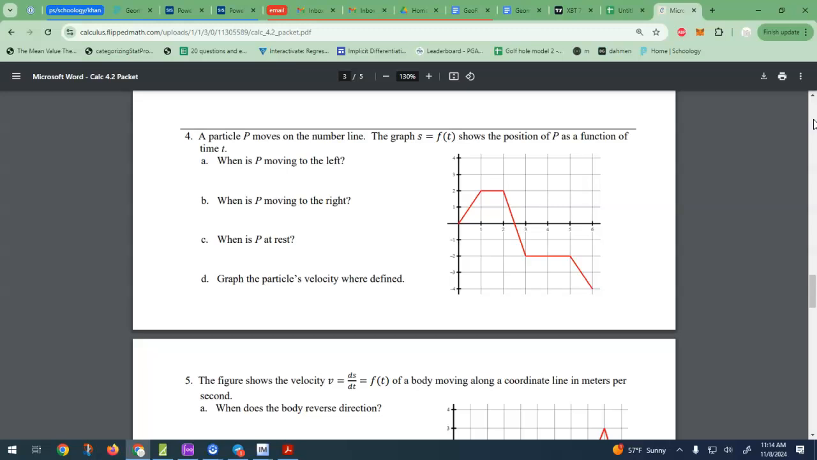When is P moving to the right? So you would want a positive slope. So the only time is right here from 0 to 1. And again, you could say f prime of t is greater than 0, or slope of f is greater than 0. Yes. So what is the velocity at 0? It's 0, so you're not technically moving to the right. You're in motion.